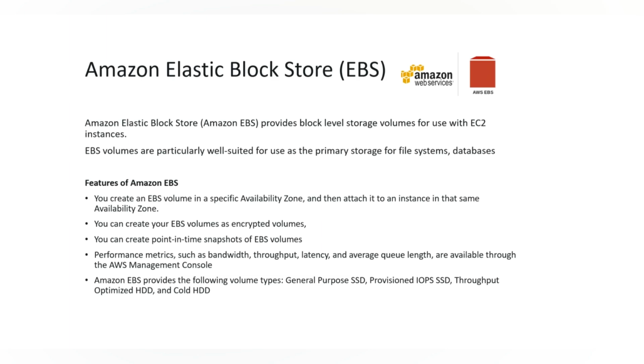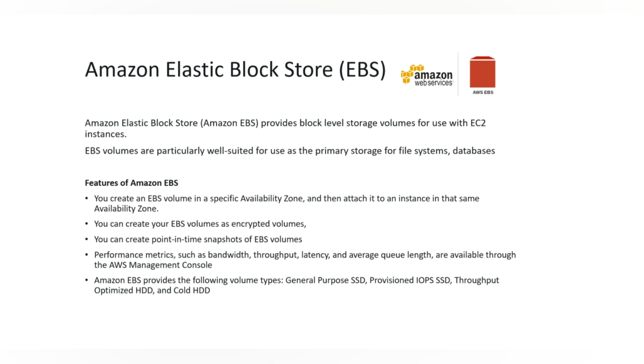Hi and welcome. In this chapter, we will discuss Amazon Elastic Block Store, which is also called EBS. Amazon Elastic Block Store provides block level storage volumes for use with EC2 instances. EBS volumes are particularly well suited for primary storage for file systems, databases, or your virtual machines.